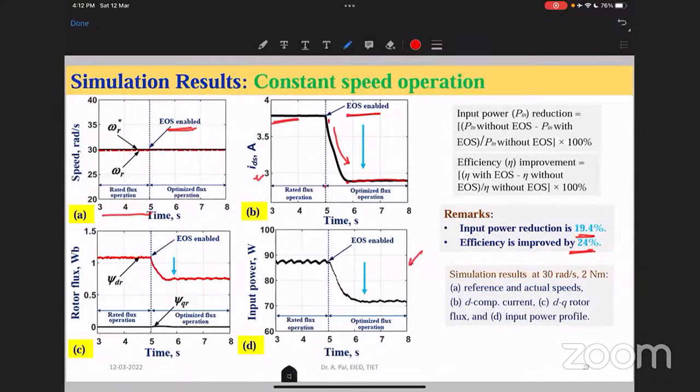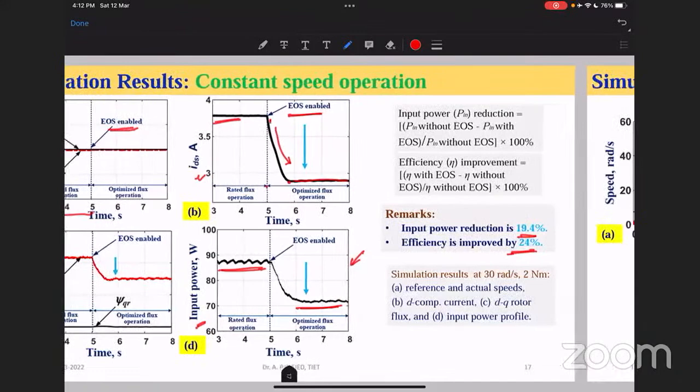This is the input power requirement. So when the machine is operated at rated condition, that is the input power requirement, and when the machine is operated at optimum flux conditions, that means when the efficiency improvement algorithm is enabled, then this is the input power consumption. So input power is reduced, that means efficiency is improved. So overall drive system efficiency is 24% that we can achieve.